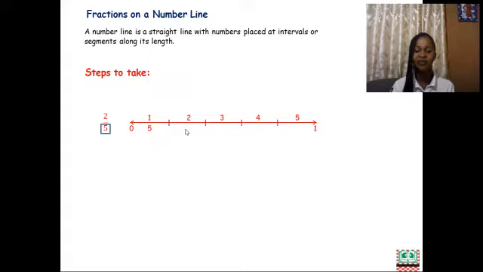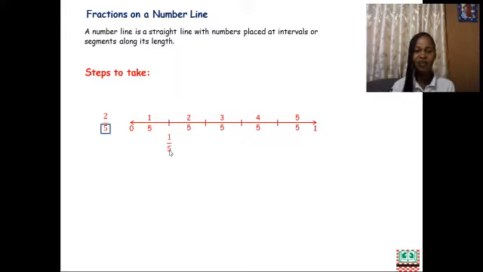1/5. Second part is what? 2/5, since our denominator here is 5. The third part, 3/5. The fourth part, 4/5. Then the fifth part is 5/5, which means what? 1 whole.